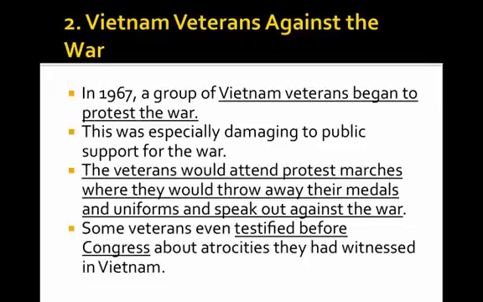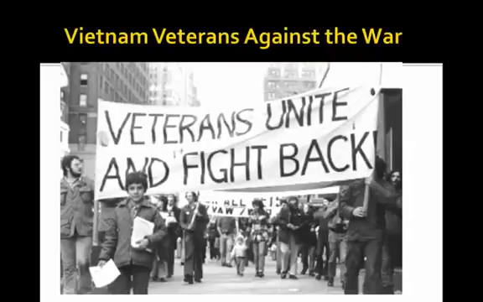The veterans would attend protest marches where they would throw away their medals. They would take their uniforms and throw them down on the steps of the U.S. Capitol, and they would give speeches against the war. Some veterans even testified before Congress about atrocities they had witnessed in Vietnam, trying to convince Congress to withdraw its support for the war. These are some images of protest marches involving veterans against the war.